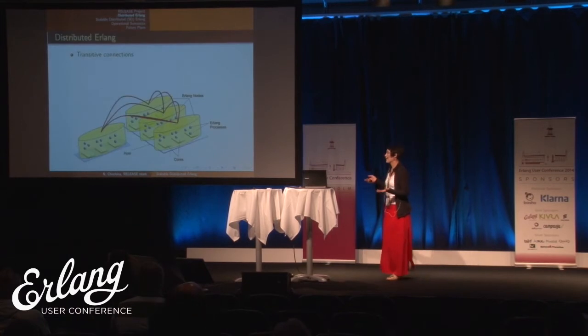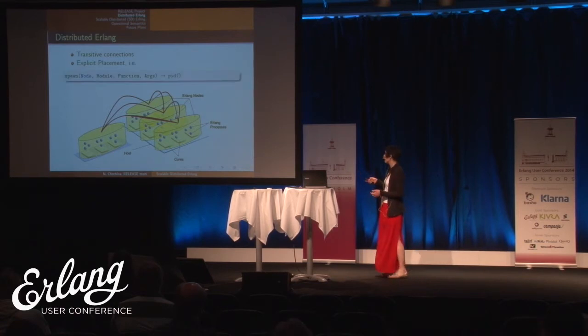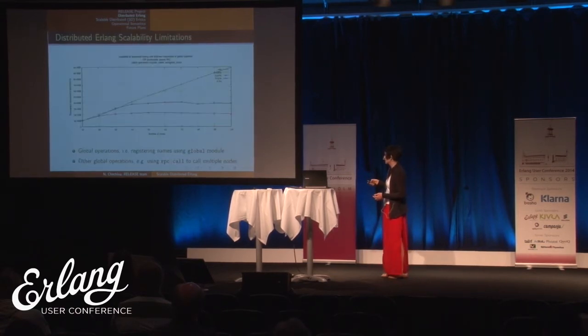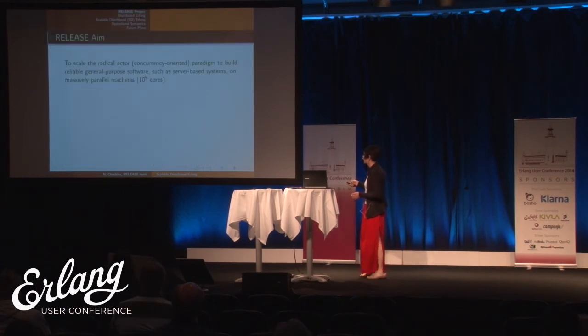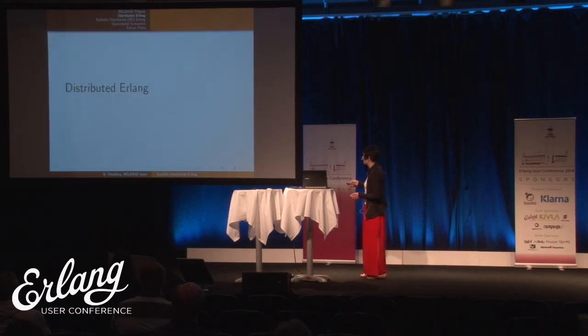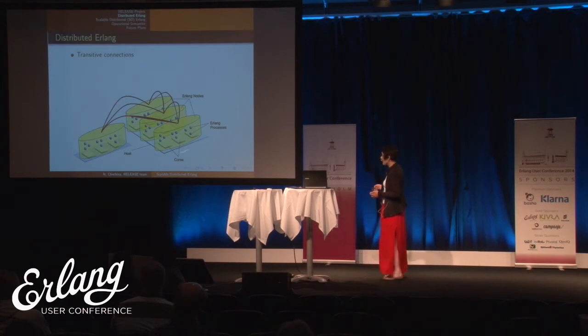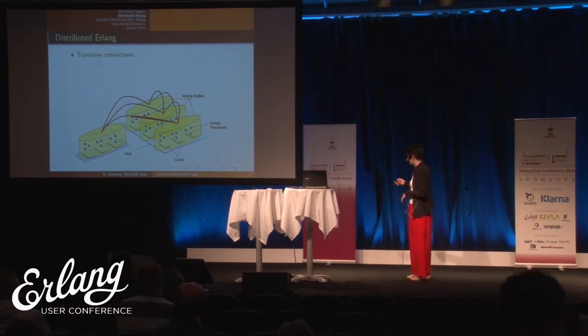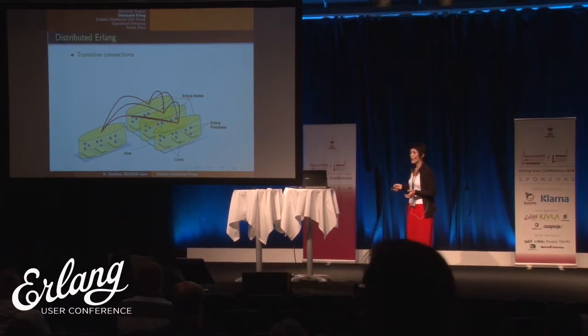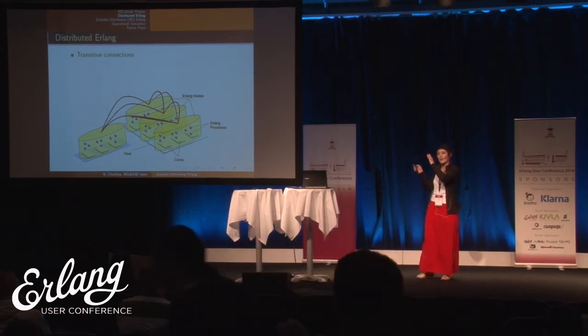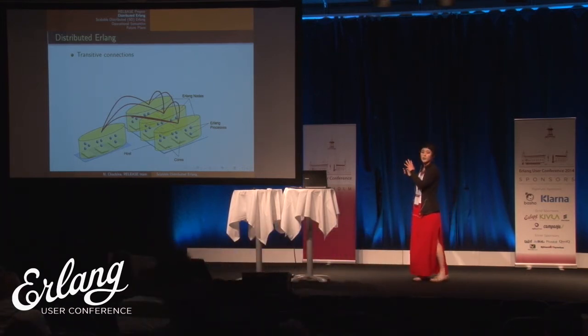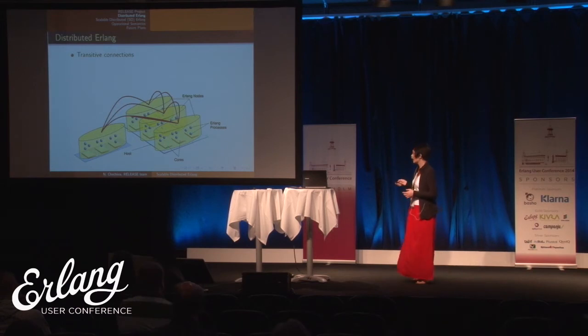So distributed Erlang. Well, first of all, this famous picture. So we have hosts. These are blue. Yeah, we have hosts, and a host can have multiple nodes, and then they have multiple cores, and we have processes inside. But the thing is that we have a fully connected network. Of course, we can switch that off, and we can have hidden nodes. But here we talk about normal nodes with a fully connected network.